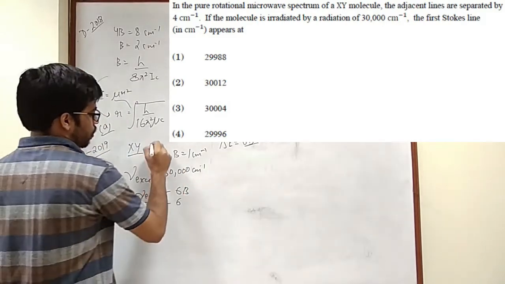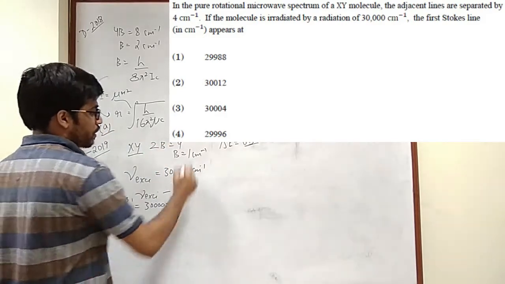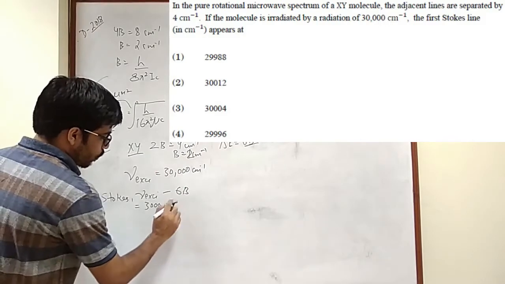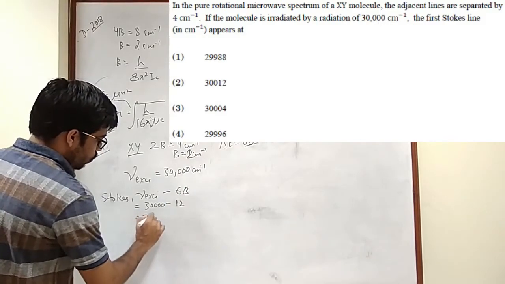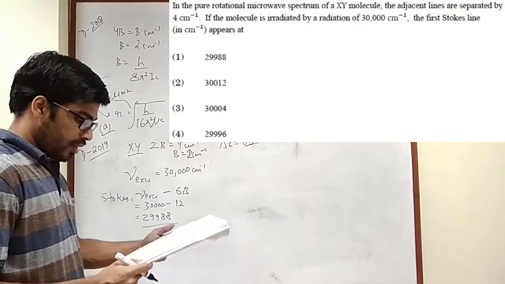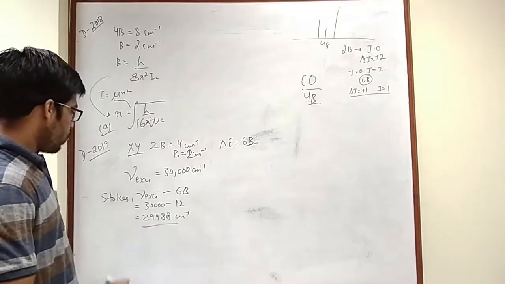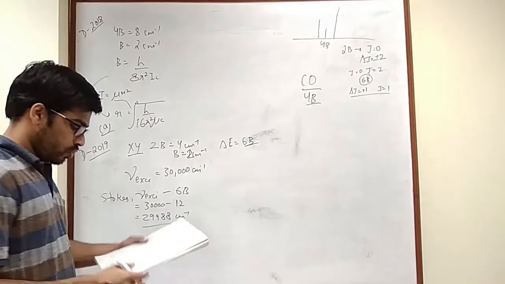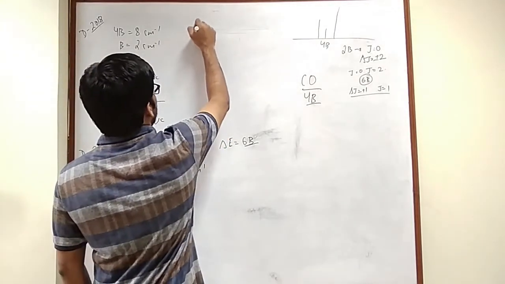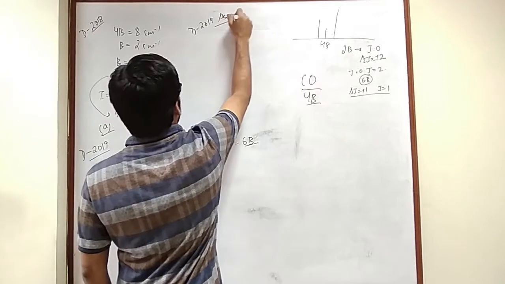In pure rotation spectra, the difference is 2B. So B comes out to be 2. So this would be 12, which is 29,988, which is the correct answer. I don't remember the options, but this should be the correct answer. Okay, fine. And the next question we have is from December 2019 of the Assam NET.